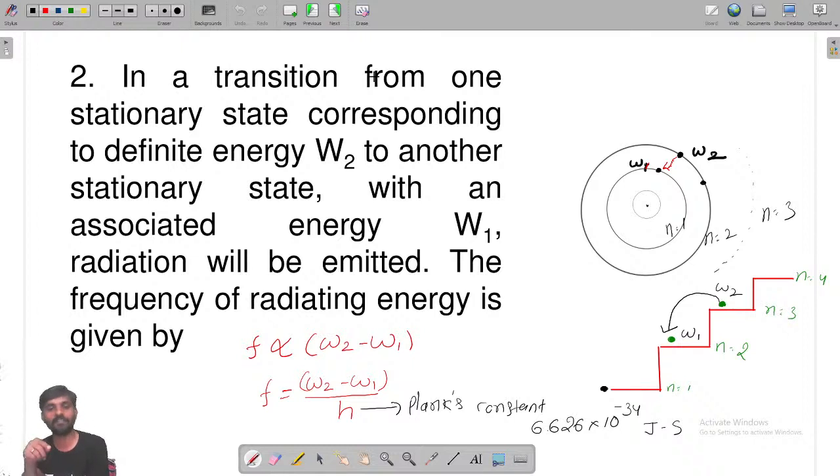And the frequency of the radiated energy is always proportional to the difference of the energies, W2 minus W1. So F is equal to W2 minus W1 by h. h is Planck's constant, whose value is 6.626 into 10 to the power of minus 34 joule second. So here you can see when the electron is moving from one state to another, W2 to W1, it releases some energy.